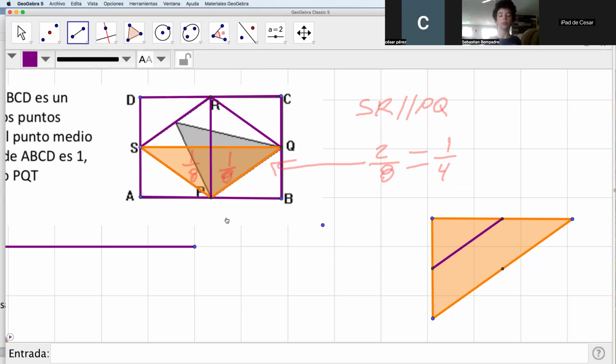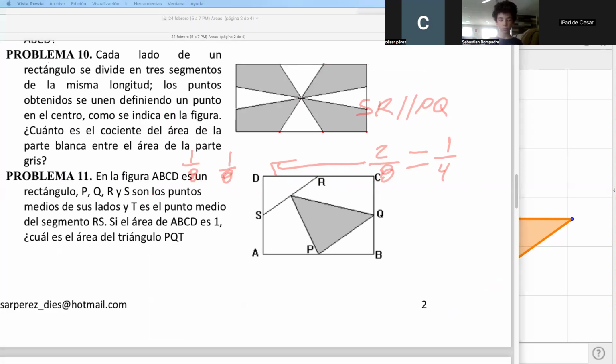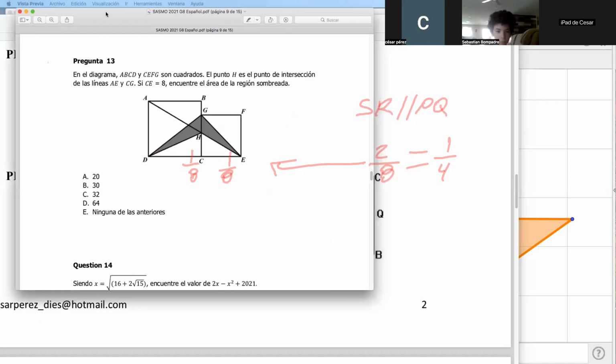Now, let's try to solve one problem of SASMO. Okay, this one. Let's try this problem.